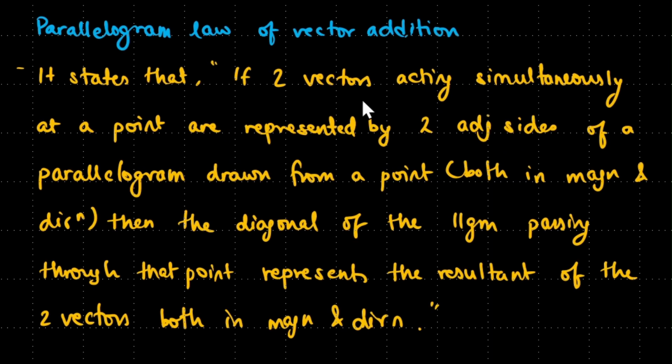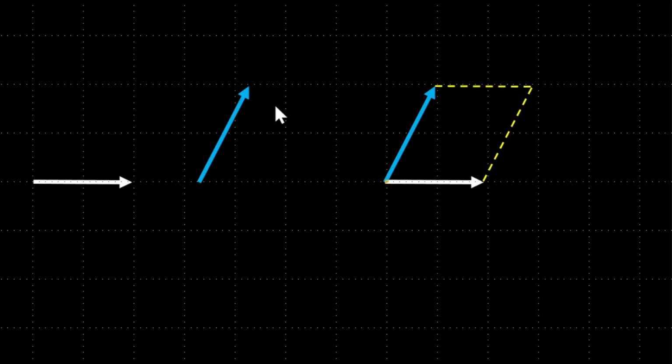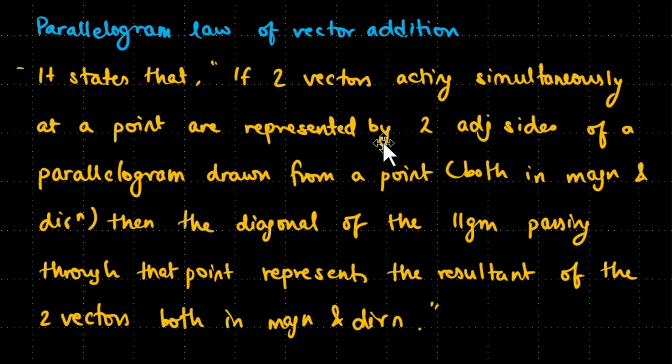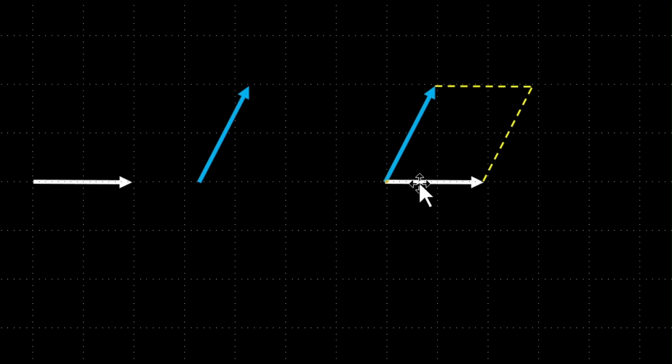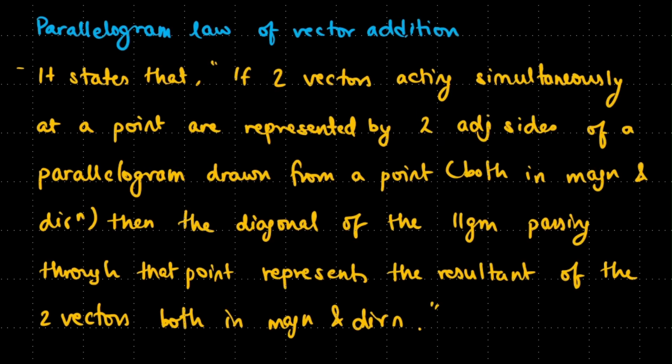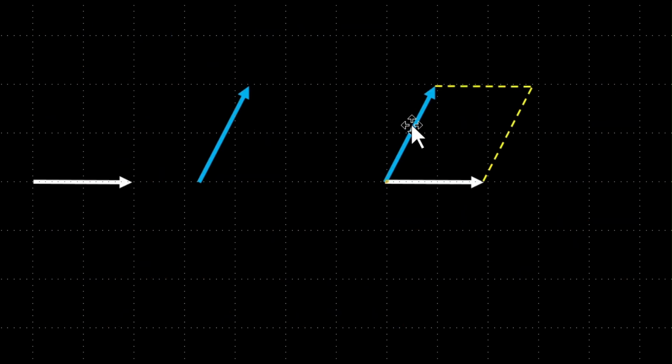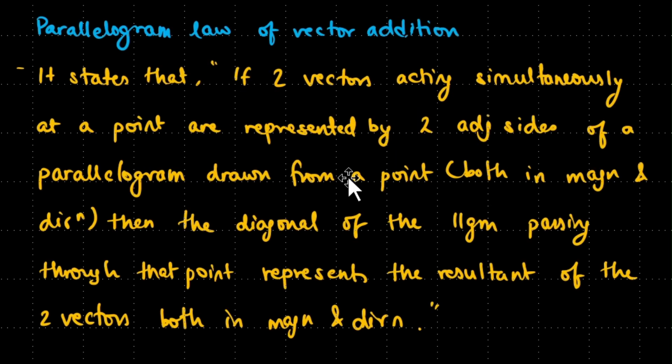Let's go back. Two vectors acting simultaneously at a point are represented by two adjacent sides of a parallelogram drawn from a point. You must remember that it is the adjacent sides, both in magnitude and direction. As you can see, I did not rotate the vector, which means I did not change the direction, and I did not scale up or scale down the vectors, which means I did not change the magnitude. If I did this, it would change the magnitude, and if I did this, it would change the direction. Since I didn't do anything, I'm keeping both the magnitude and direction the same.